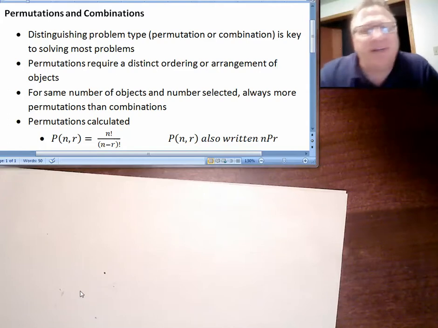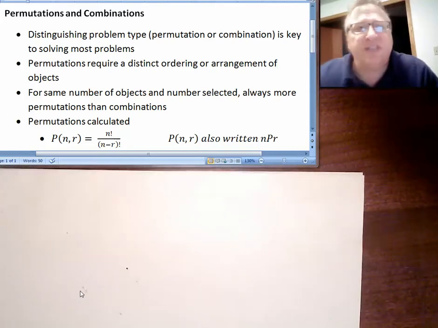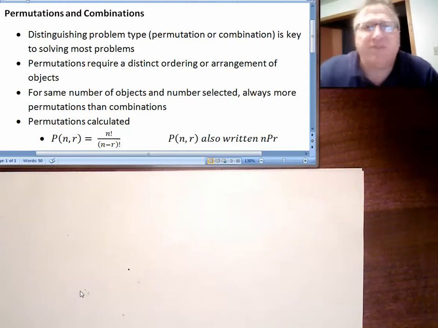In permutation and combination problems, we are interested in selecting a certain number of objects from a set and determining how many ways that we can select those objects. In permutations, we are looking at a distinct ordering or arrangement of the objects. This is quite different in the combination problems where we're simply looking at the objects as a group with no order or arrangement. Distinguishing whether you have a permutation or a combination problem is the biggest trick in solving these problems. The math work is not that difficult.